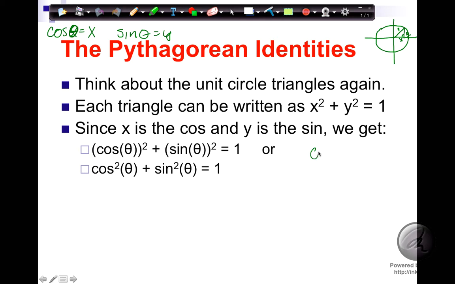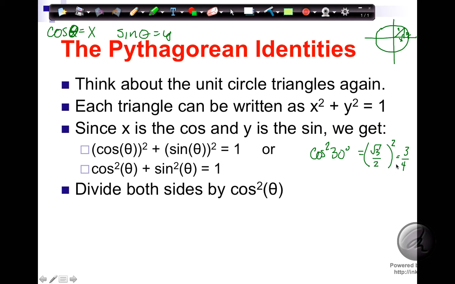Meaning, if I was to ask for the cosine of 30 degrees, we know that's root 3 over 2. But if I was to ask for the cosine squared, that would be this thing squared. So in this case, we would get 3 over 4. So cosine squared of 30 degrees is the square of root 3 over 2.